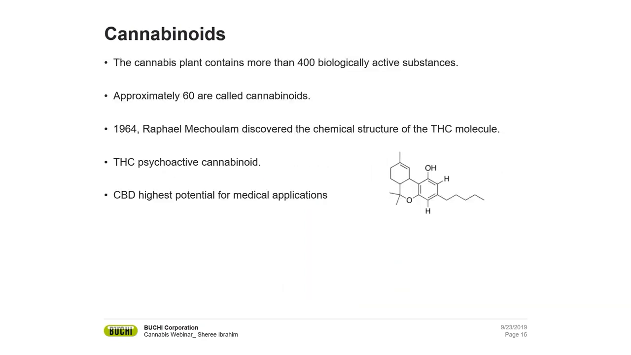Let's talk about some applications that we did in the last few years. Büchi spent quite a bit of time developing applications and methods in the cannabis area. Cannabinoids are found to be the most interesting components that most people want to extract from the plant. For example, THC is a psychoactive cannabinoid. CBD is used for medicinal applications. In 1964, Raphael Mechoulam discovered the chemical structure of the THC molecule, shown here below.